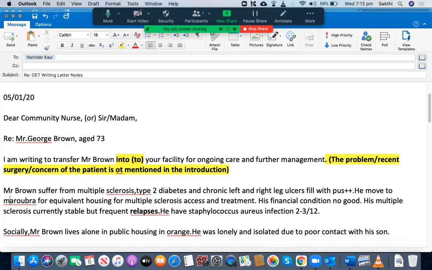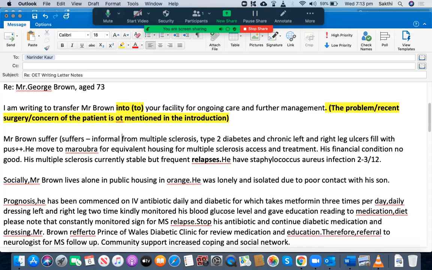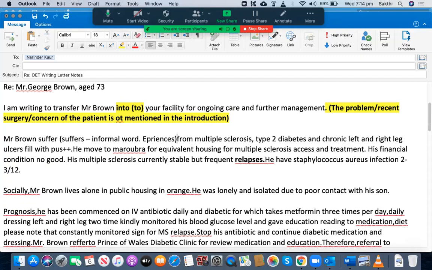Let's go to the first supporting paragraph. Mr. Brown suffered from multiple sclerosis. Okay, so in this case, whenever you use Mr. Brown, it is a third-party singular noun. For example, he, she, and it. In this case, Mr. Brown falls under he. So he always needs a verb plus s in the present tense. So she must use suffers. Okay, but again, suffers is an informal word, and it's not a good idea to use this. So what you can do is you can use experiences. Okay, that would be more appropriate. This is more formal.